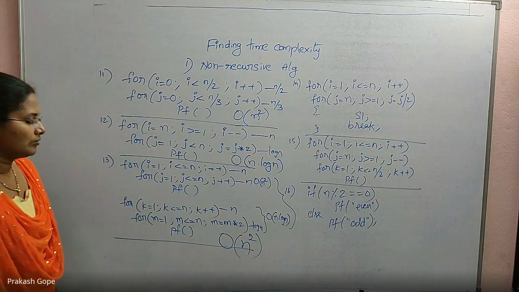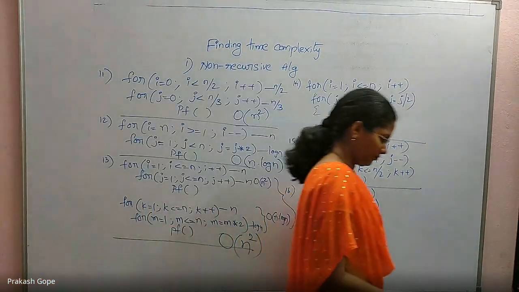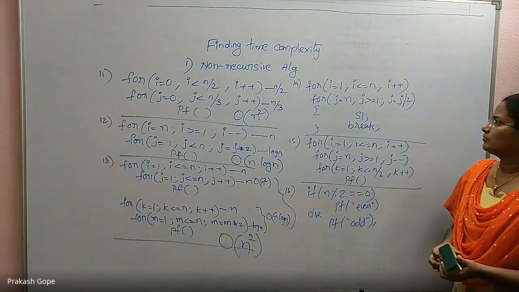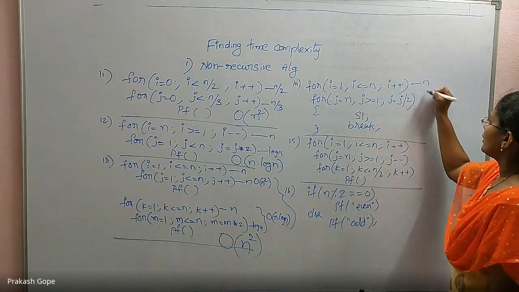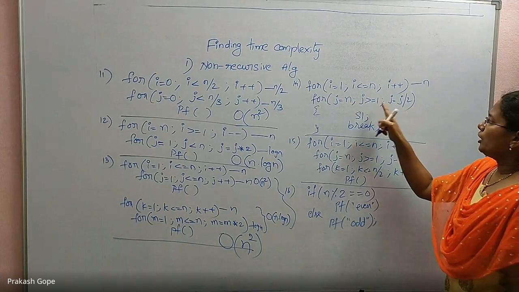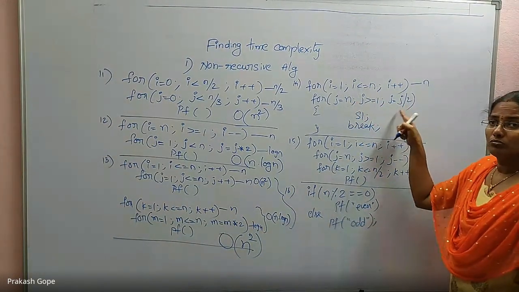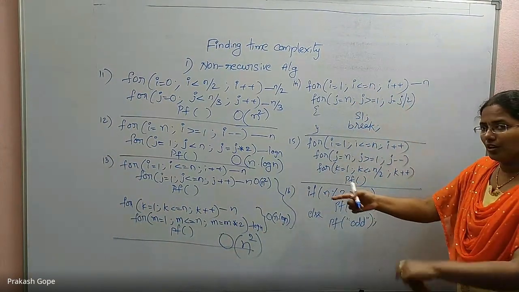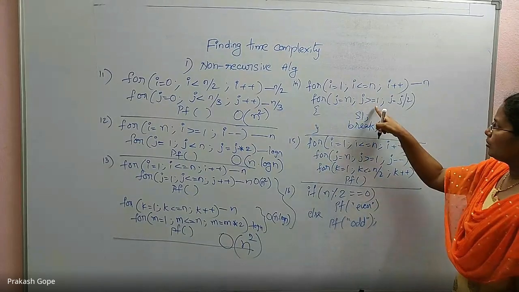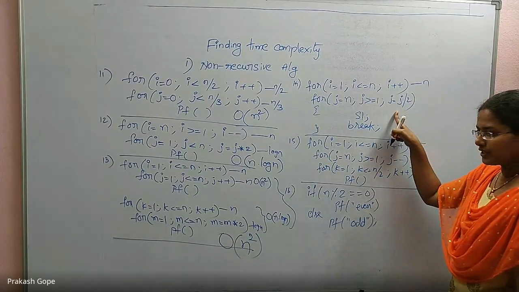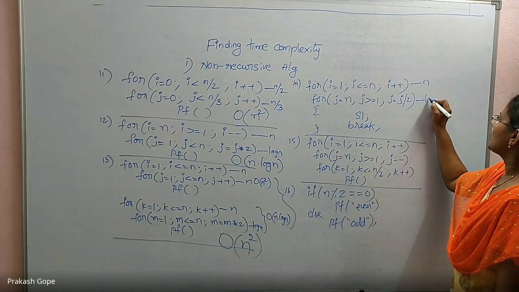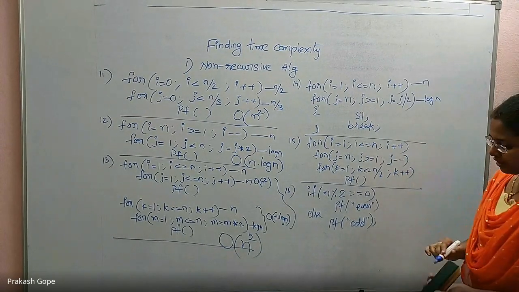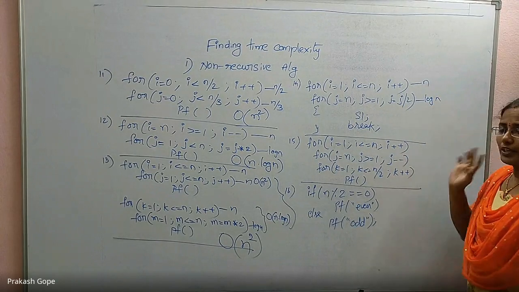Okay, next one. From 1 to n, i plus plus, so n times. n to 1, j by 2. j by 2, in the reverse order, log n, right? 1 to n, i equal to i star 2 is the same as n to 1 by 2. So this one runs for log n times. Okay. Shall I say the time complexity is n into log n?